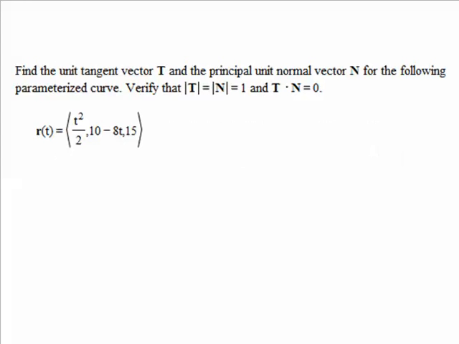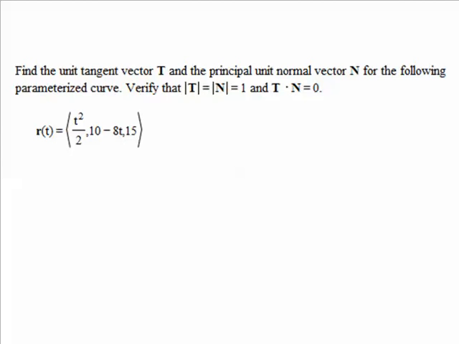12.9.31. Find the unit tangent vector t and the principal unit normal vector n for the following parameterized curve. Verify that the length of t and the length of n are equal to 1 and that t and n are orthogonal. The only thing I'm not going to do is this last piece, that t dot n is equal to 0. I'll leave that up to you. I think by the time we get there, you'll know exactly what to do.